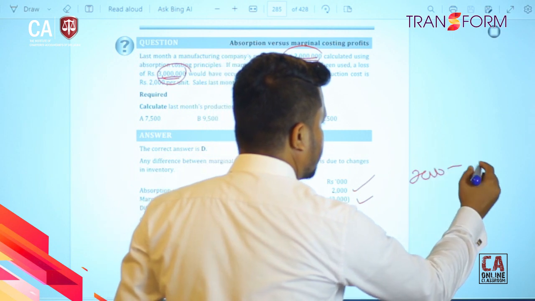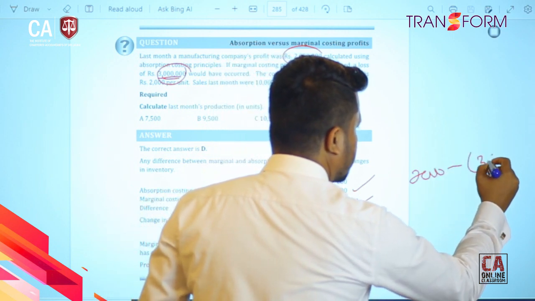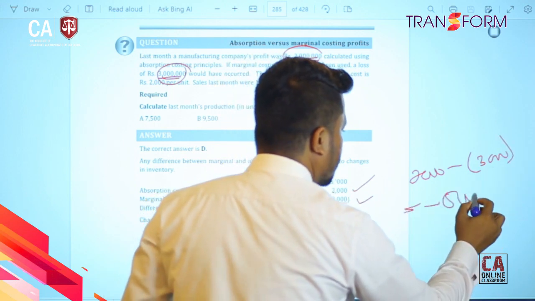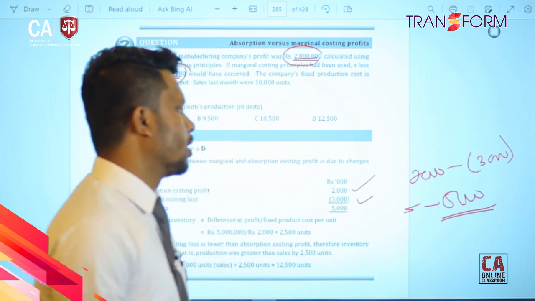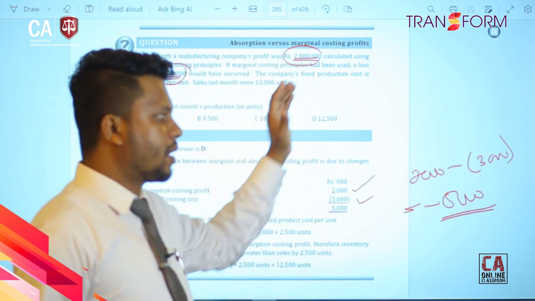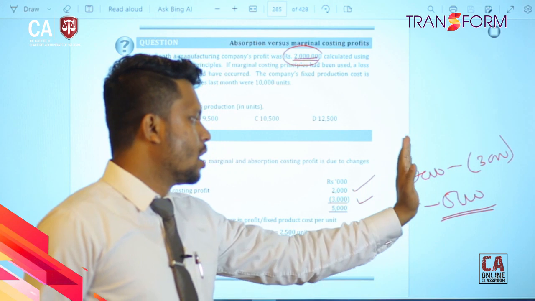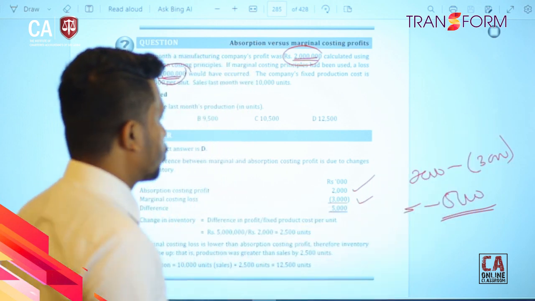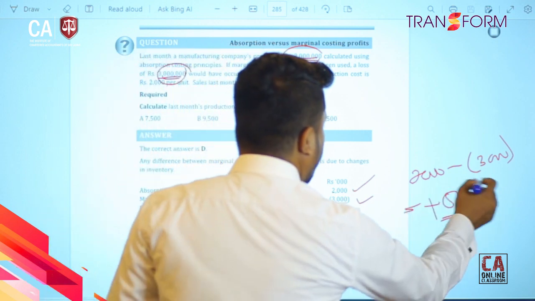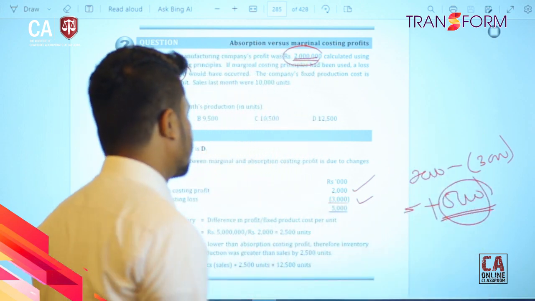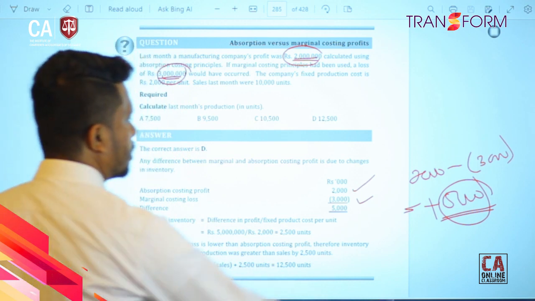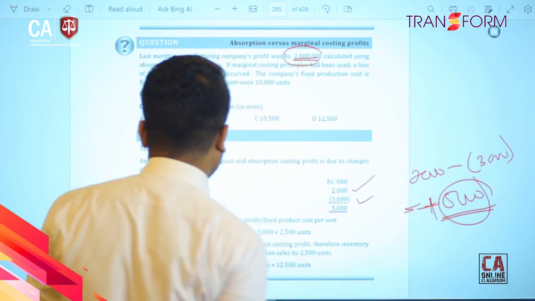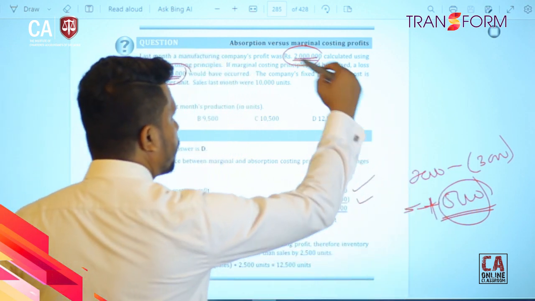2000 minus again minus 3000 means you have minus 5000. This is not related to management accounting, it is a mathematics question. If you subtract a positive number from a negative number, it should be added as a negative number. So you have the 5000. Yes, minus minus, take it as a plus, so you have the 5000.